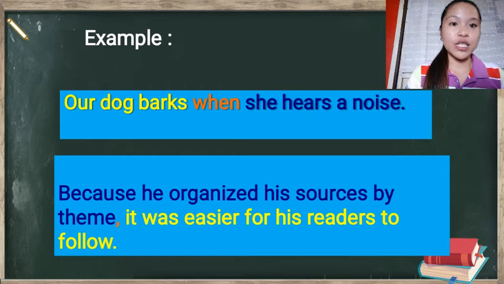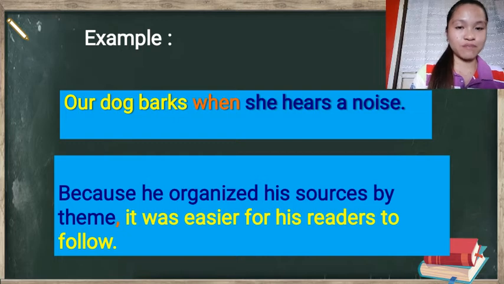Our dog barks when she hears a noise. So in this example, we can identify one independent clause and one dependent clause. And it is joined with the subordinating conjunction when. The independent clause in this sentence is our dog barks. So it can stand alone. While the dependent clause is she hears a noise. So it is dependent because it doesn't express a complete thought.